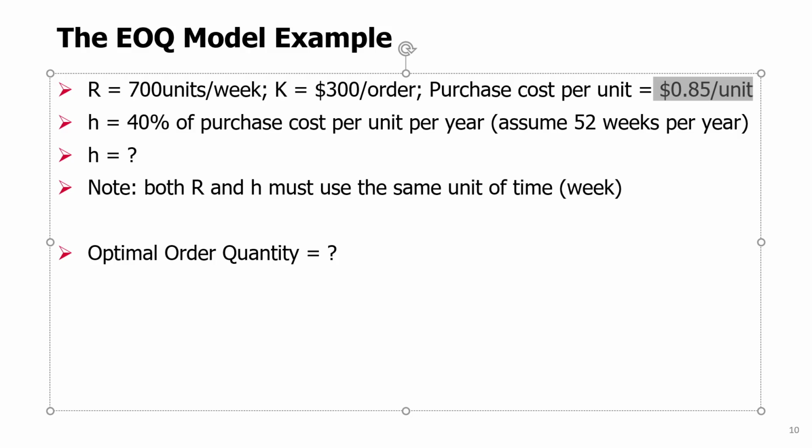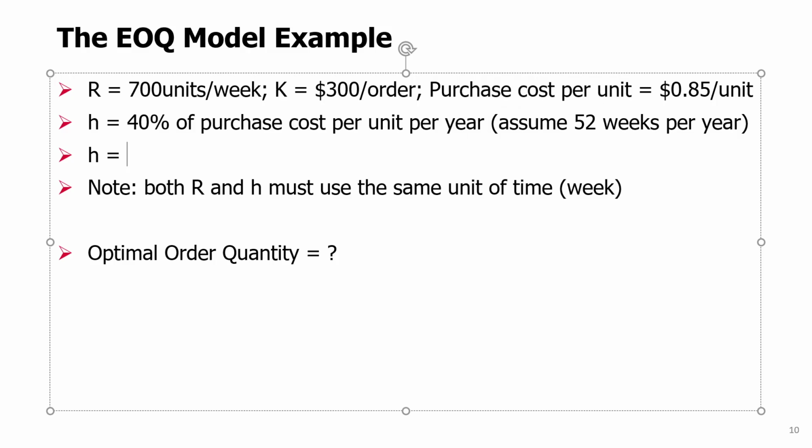Also assume that the holding cost rate is given as a percentage, 40% of the purchasing cost per unit of the product per year. So if you hold 1 unit over a year, or whatever number of units, the holding cost will be 40% of those units' value. Now we're also going to assume there are 52 weeks per year in order to be able to convert between years and weeks. So immediately I want you to see that the flow rate is given per week, but the holding cost already is given per year, and this is where we have to be very careful.